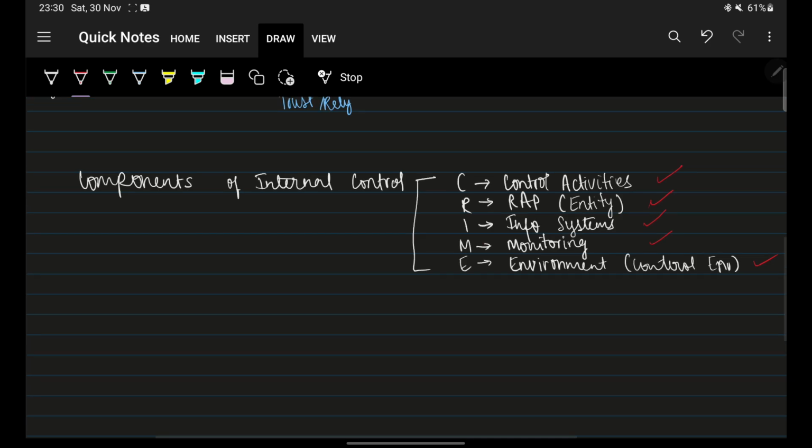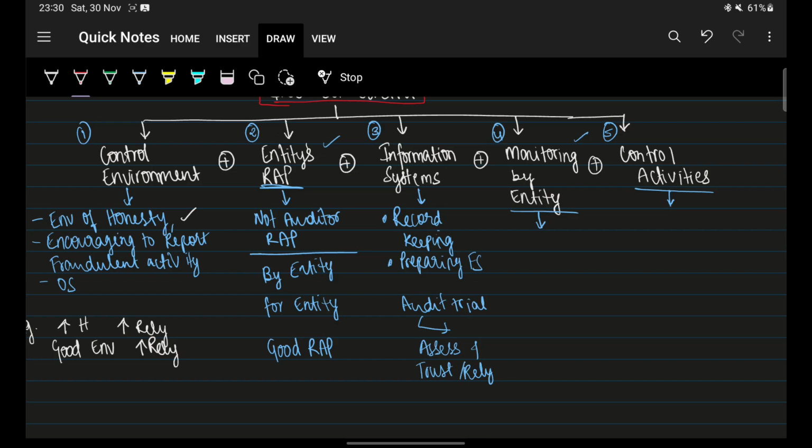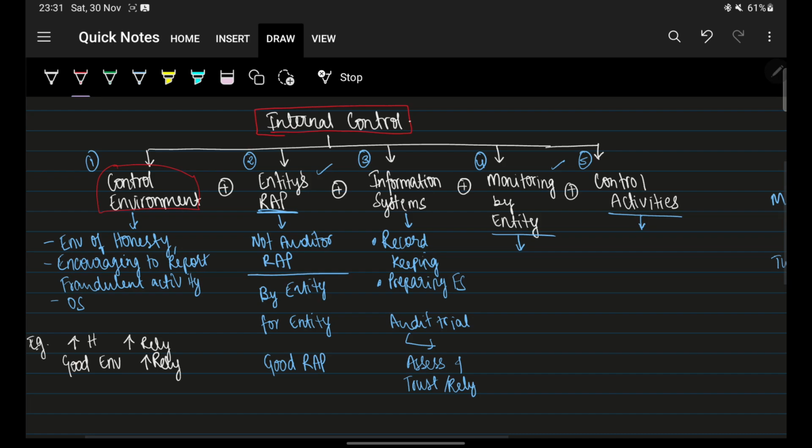Now we'll jump into each of the following headings. In exams they'll ask about control environment, and this has 7 subpoints. We're going to talk about that. So they could ask these 7 subpoints also. I understand it's a bit lengthy, so each of these have their own subpoints, which we're going to dive into now.